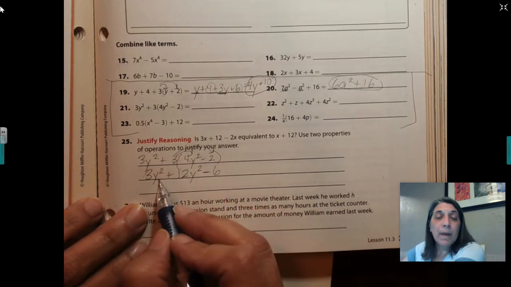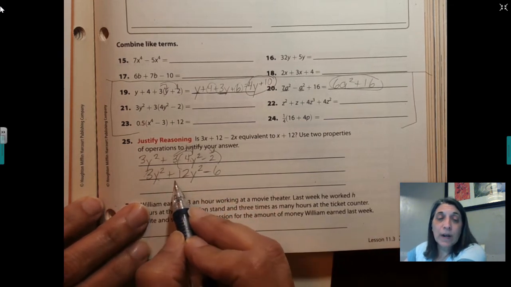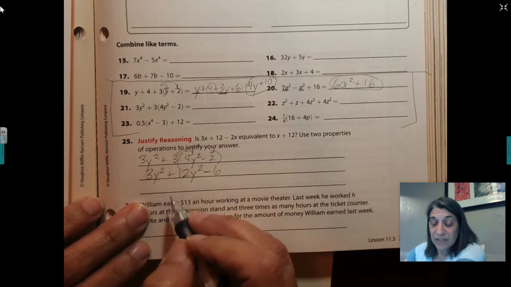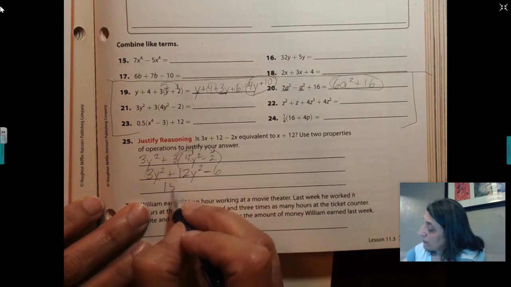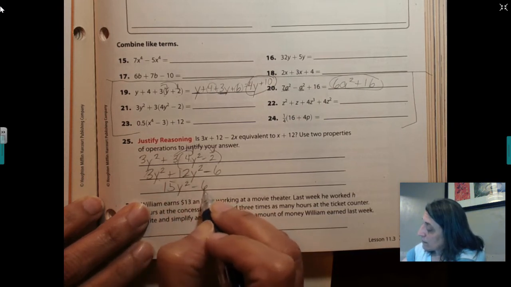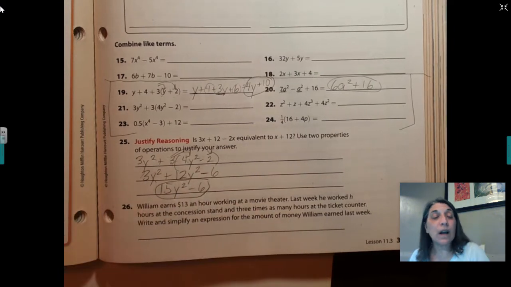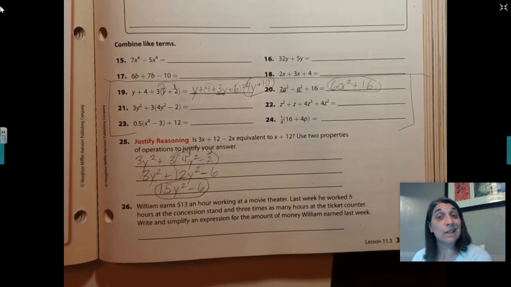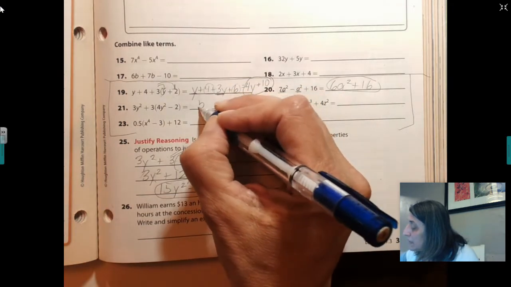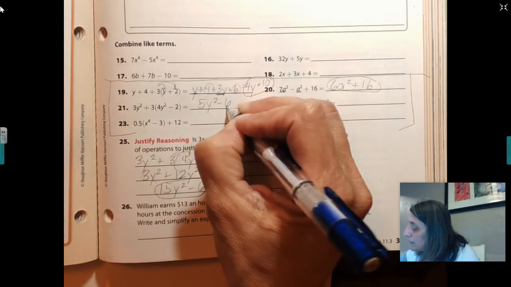Okay, now can I combine my y squares? Yes, 3y squared plus 12y squared gives me 15y squared minus 6. So if you did not get 15y squared minus 6, you might want to see what you may have done wrong. Okay, so this one was 15y squared minus 6.